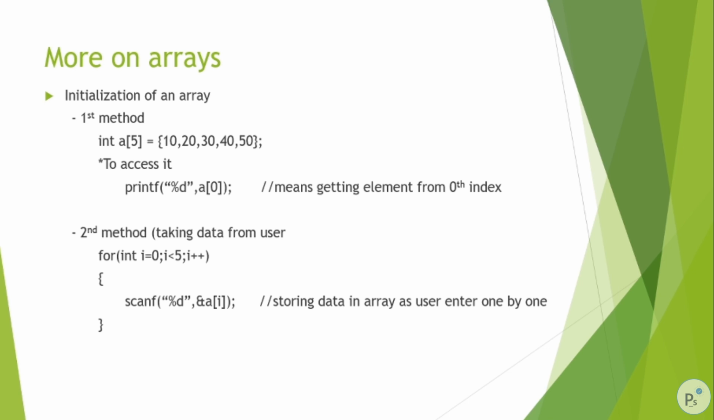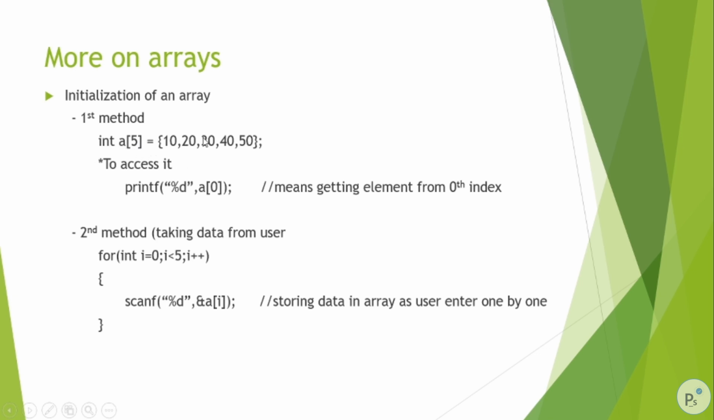So how can we initialize an array? There are two methods. If you want to predefine the values, we can declare it this way: int a[5] = {10, 20, 30, 40, 50}. This means we can store only 5 elements in this int a[5]. If it was a[6], then we could store 6 values. It just defines the length of the array.